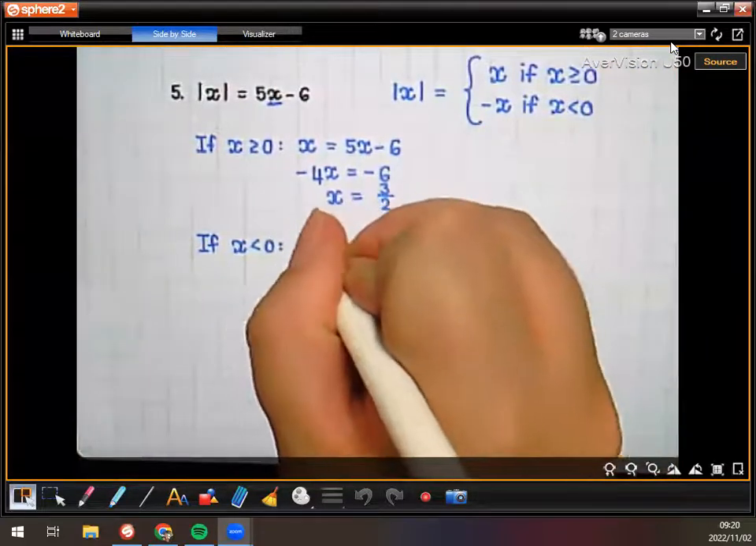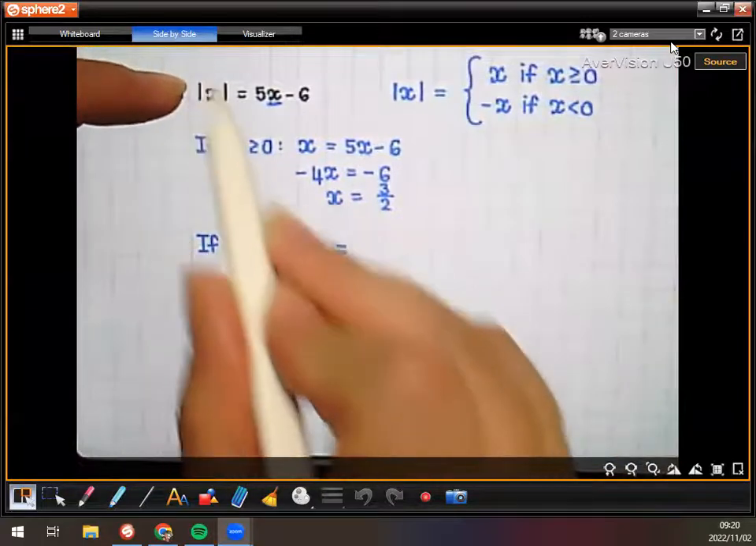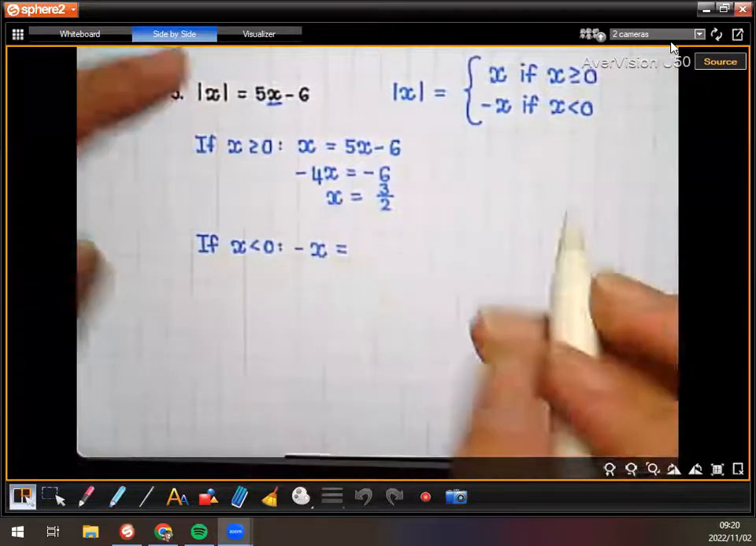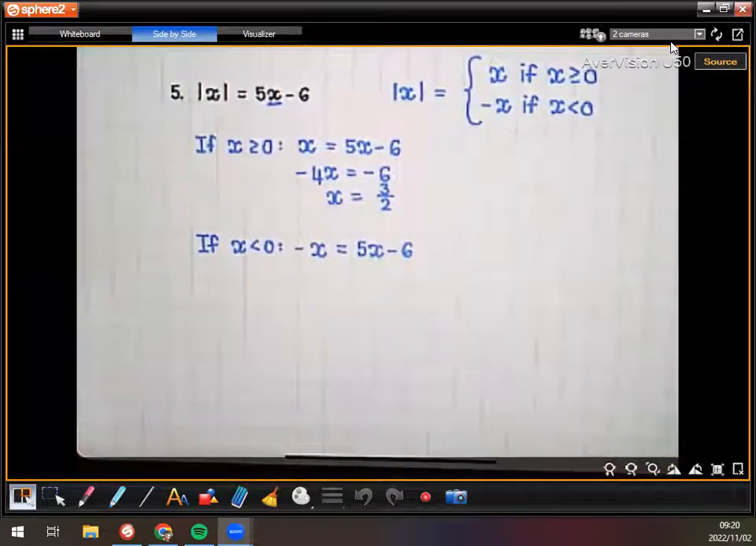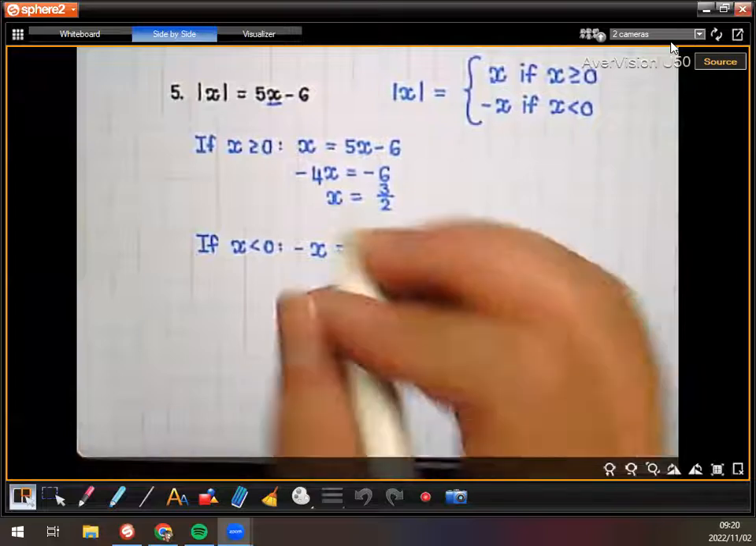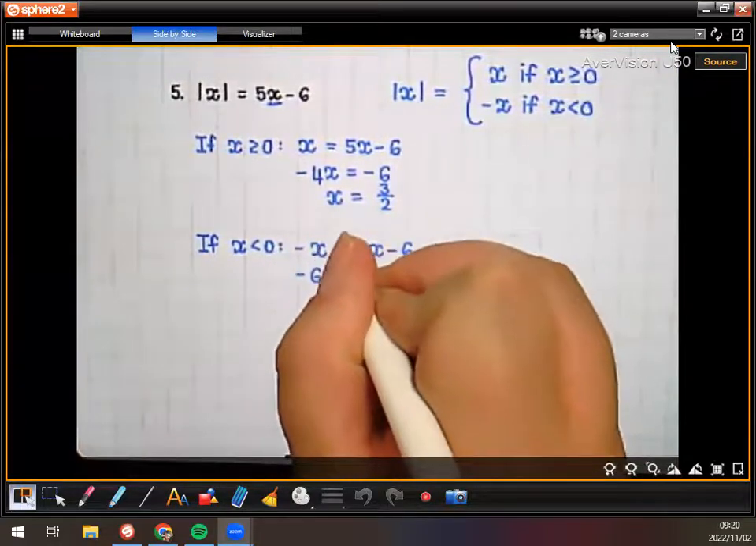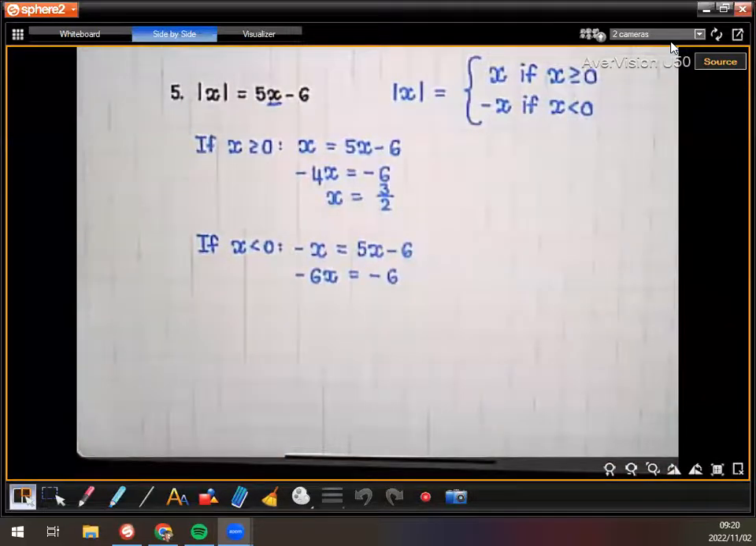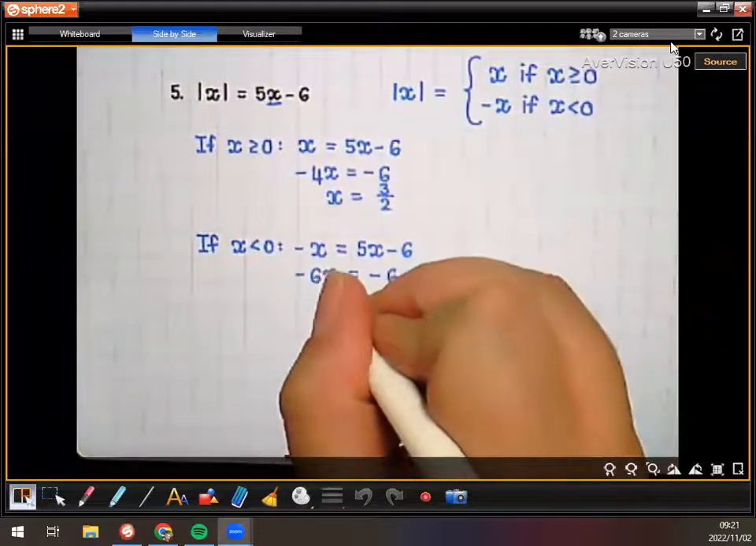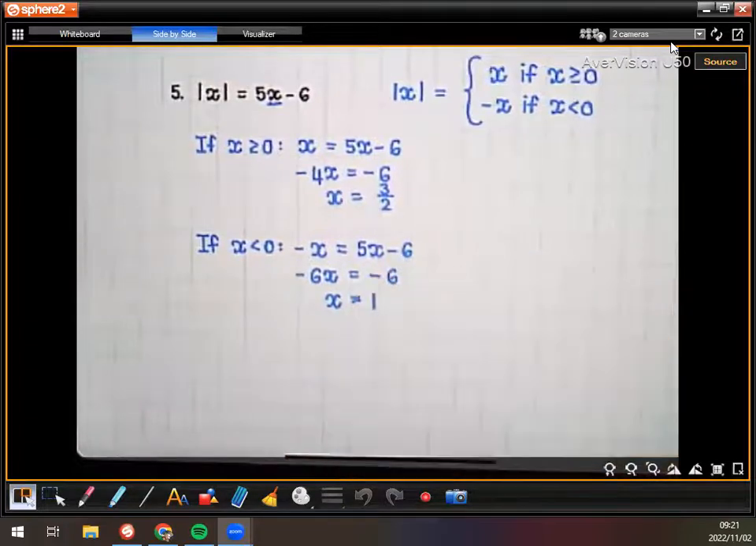So now we're going to say, the absolute value of x, if x is a number that's negative, we'll have to do negative x. But what did they say in the equation? That will be equal to 5x minus 6. So I'm applying the definition, guys. What's negative x minus 5x? Equal to negative 6. So what is x? Negative 6 divided by negative 6 is 1.